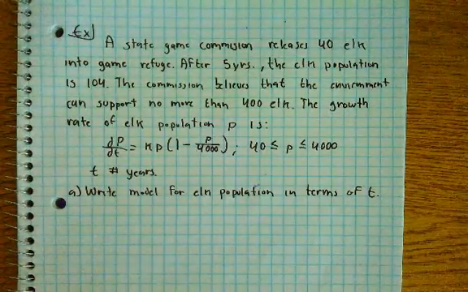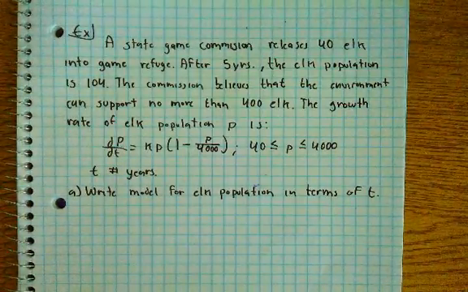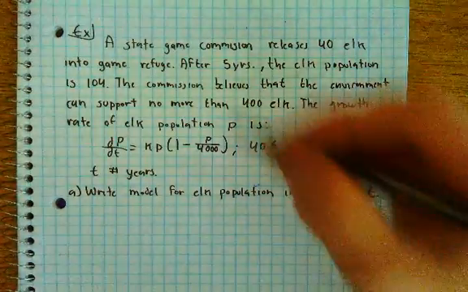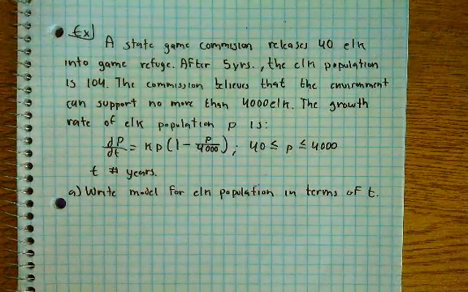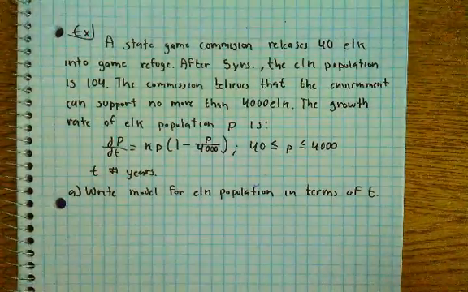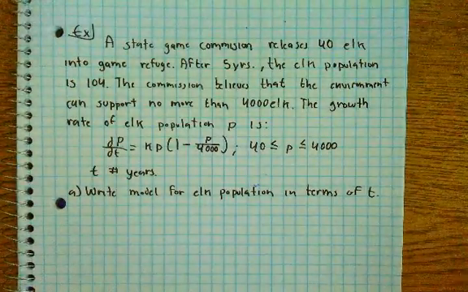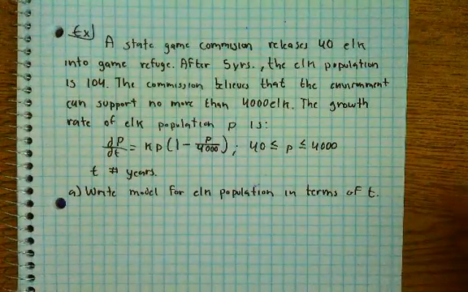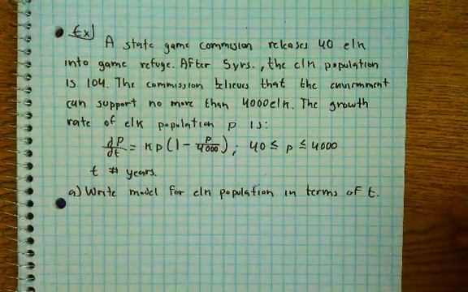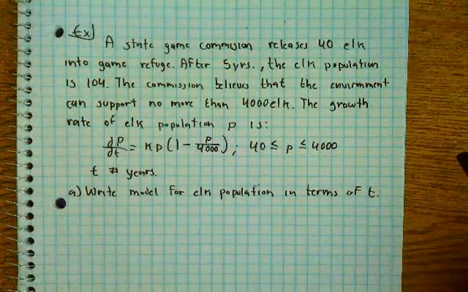talk about it. So we have a state game commission that's going to release 40 elk into a game refuge. After 5 years, the elk population is 104. The commission believes that the environment can support no more than 4,000, this should be a 4,000, I'm sorry, 4,000 elk. The growth rate of the elk population P is given by the following differential equation: dP over dt equals kP times (1 minus P over 4,000), where the population has to be greater than 40 but less than 4,000. Okay. We're going to write down, by the way, t is going to be in years.